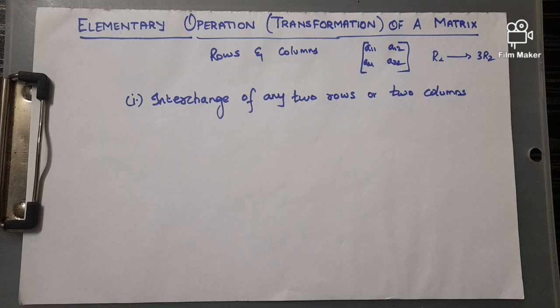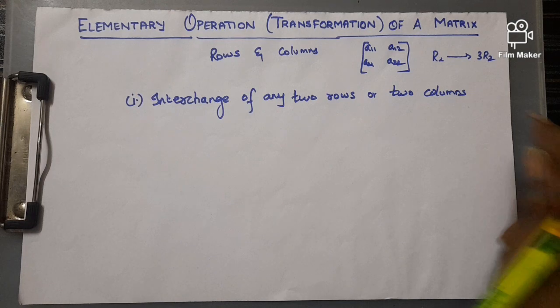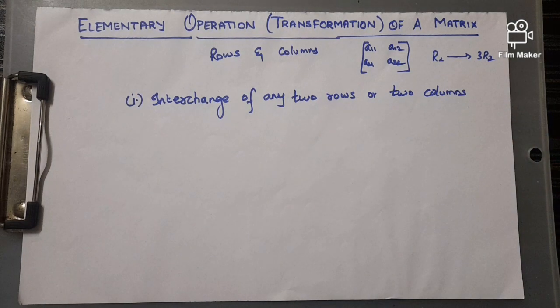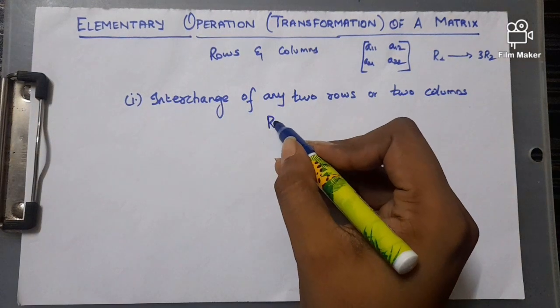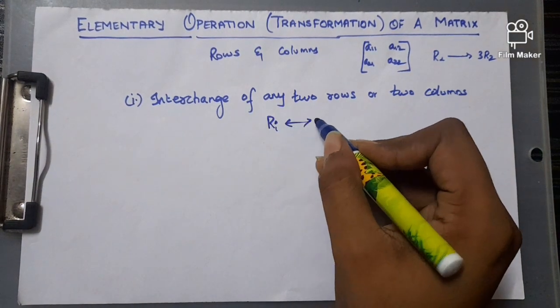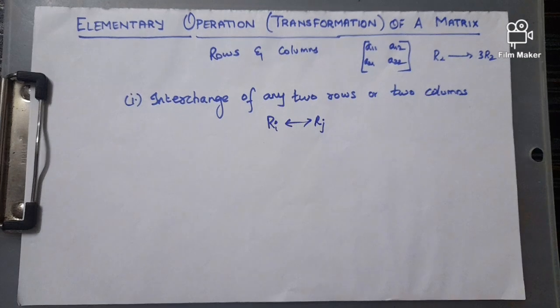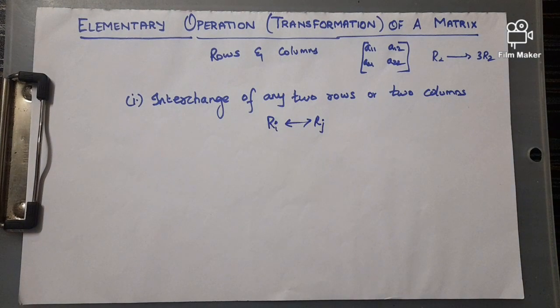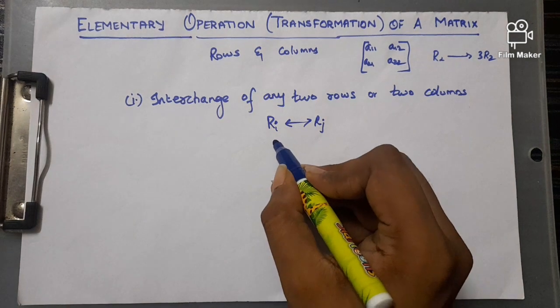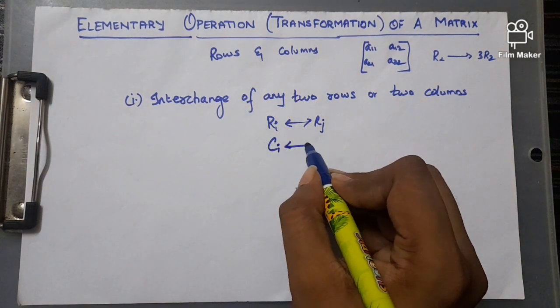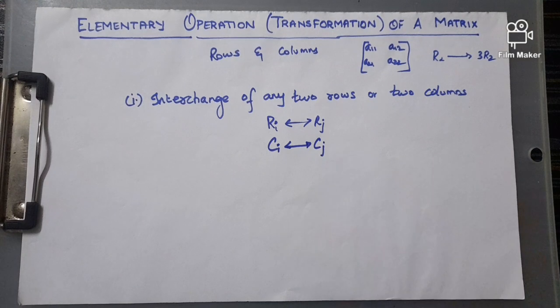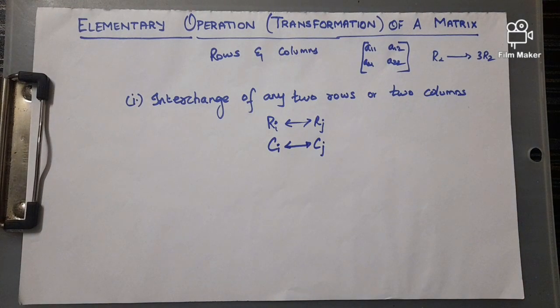This is symbolically referred to like this: Ri to Rj. As per your textbook norms, it is Ri and Rj, where i-th row and j-th row. Similarly for columns, Ci and Cj, right? So this is the symbolic representation as discussed in your textbook. We will go by that way itself.